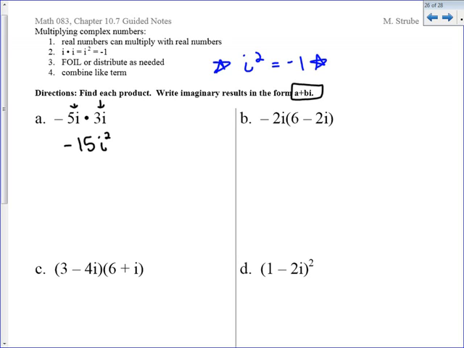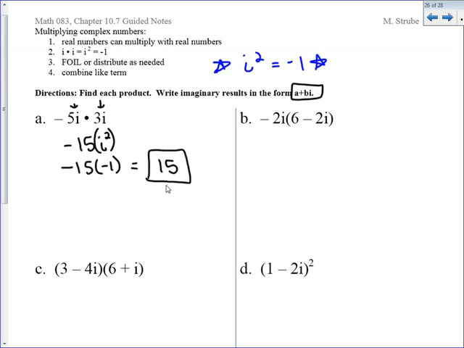Am I ready to box that answer in? What don't I like? i squared. You shouldn't see i squared in any final answers. I can replace i squared with negative 1. They are equal. So my answer is negative 15 times negative 1, positive 15. So when you multiply two complex numbers together, you can get a real answer. Two things that are multiplying, both complex, final answer, real.